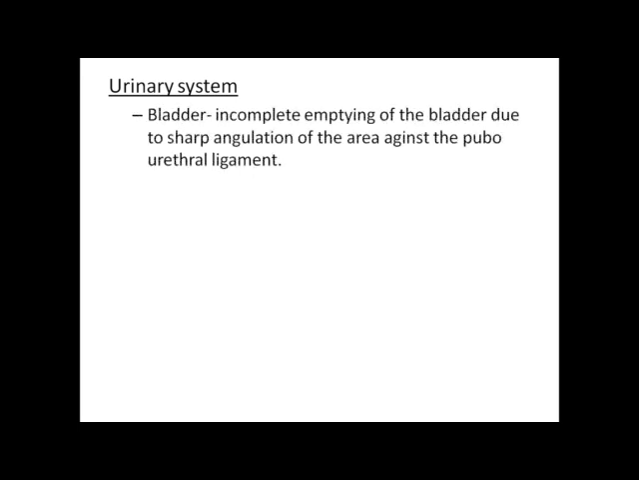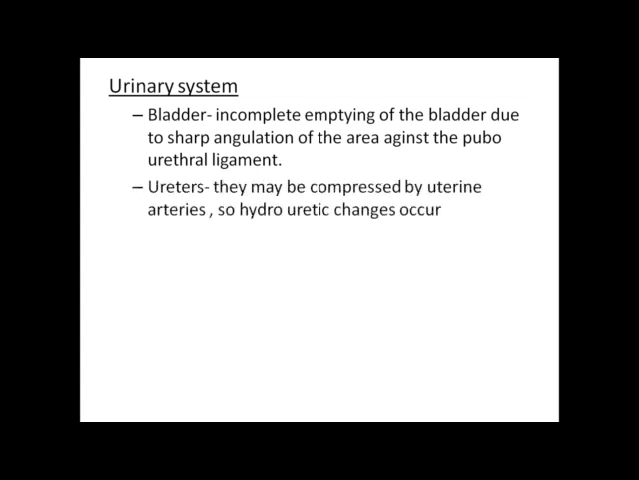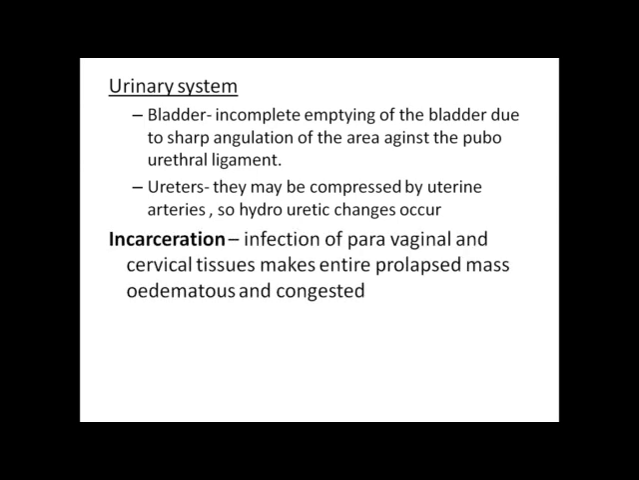Urinary system. Bladder: incomplete emptying of the bladder due to the sharp angulation of the area against the pubo-urethral ligament. Ureters: they may be compressed by uterine arteries, so hydroureteric changes occur. Incarceration: infection of paravaginal and cervical tissues makes entire prolapse mass edematous and congested. Peritonitis and carcinoma. The symptoms include feeling of something coming down per vagina, especially while she is moving around.